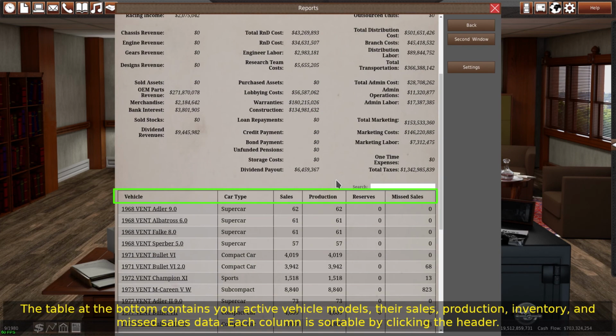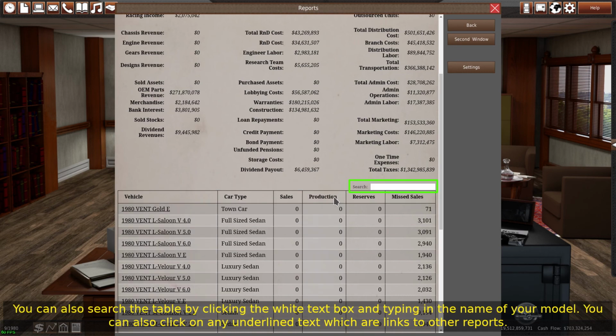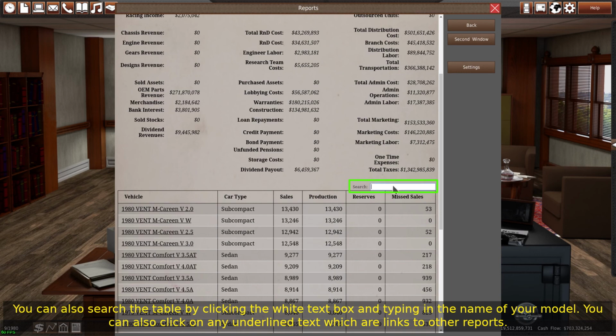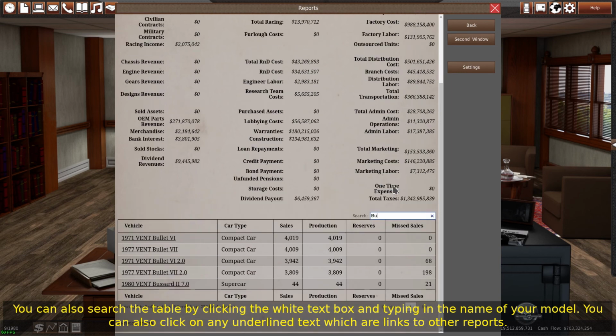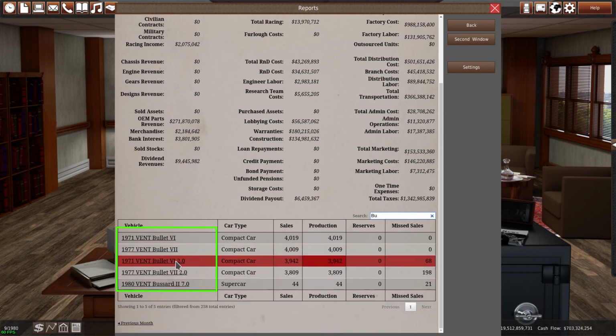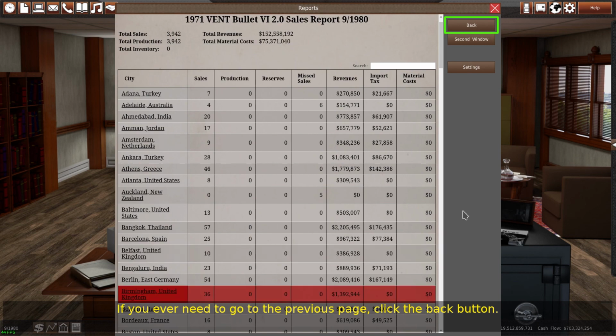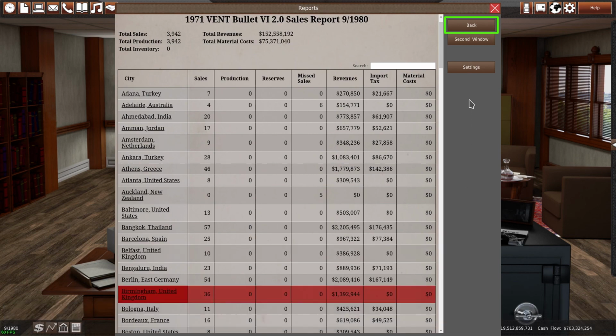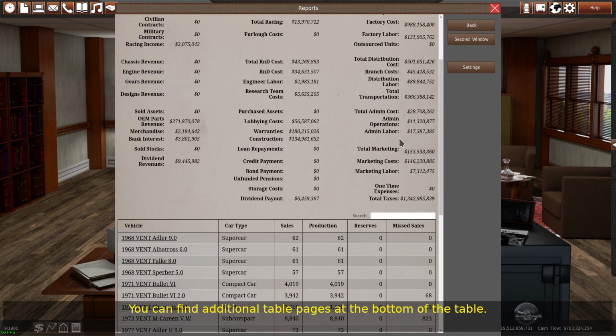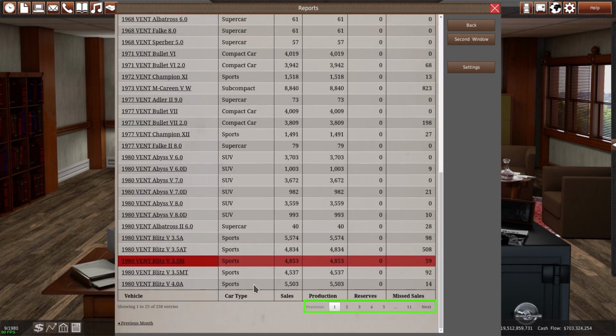The table at the bottom contains your active vehicle models, their sales, production, inventory, and missed sales data. Each column is sortable by clicking the header. You can also search the table by clicking the white text box and typing in the name of your model. You can also click on any underlined text, which are links to other reports. If you ever need to go to the previous page, click the back button. You can find additional table pages at the bottom of the table.